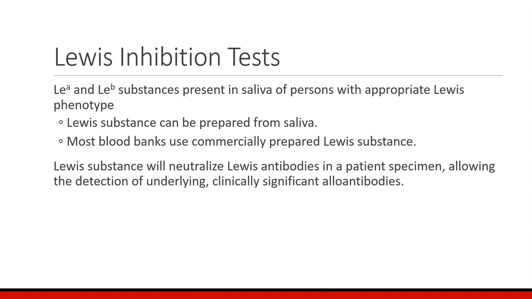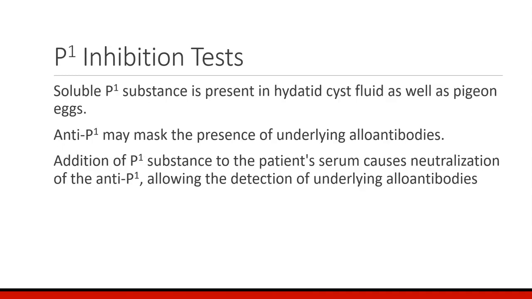And you have to run these in duplicate, and I talked about this before. So you have your untreated serum or plasma, which is not neutralized, and then your neutralized, and you compare them side by side. So if it works, the Lewis will be present in your original sample, and then the activity will go away in the treated sample.